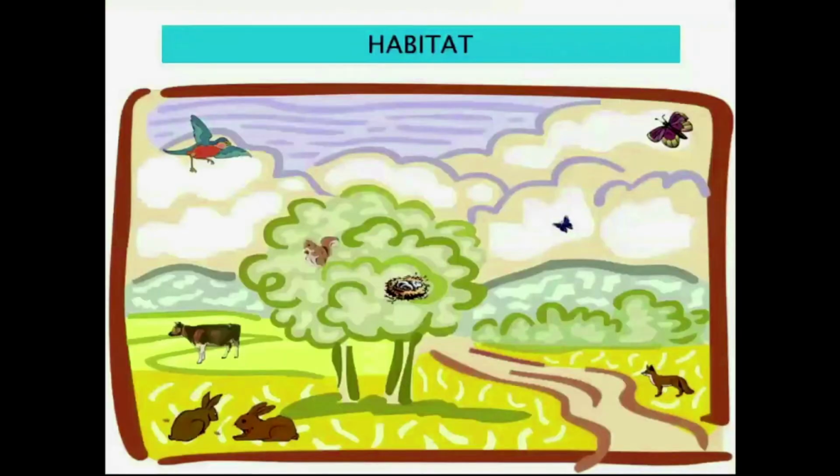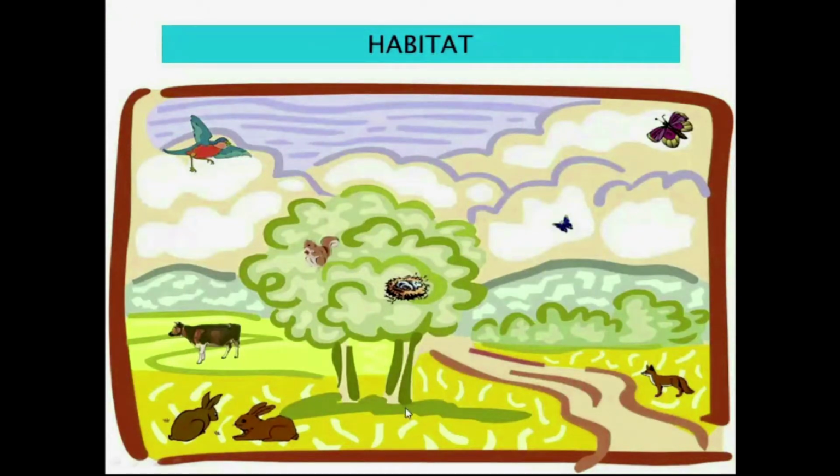I hope you are done with reading today. We are going to discuss the heading Habitat. Habitat is a place where different animals and plants live. Now, in this picture, can you see there is a squirrel on the tree and then there is a cow on the grass, on the ground. And then there are a few rabbits and a fox and a butterfly and a bird. These animals are all living in different habitats.